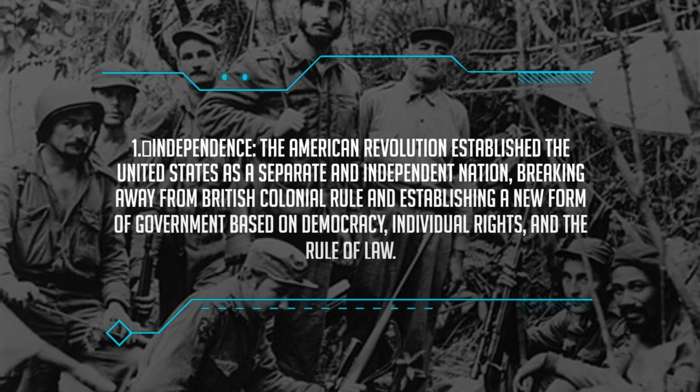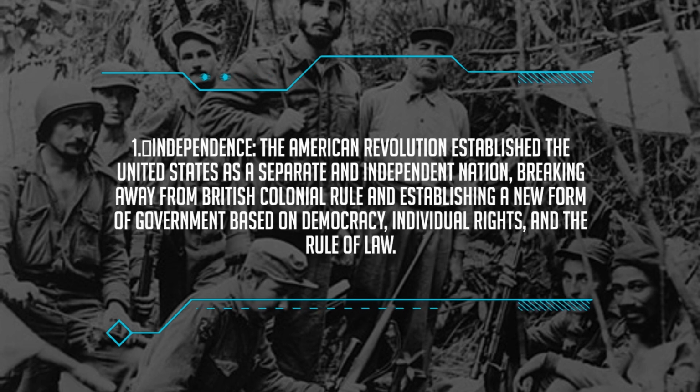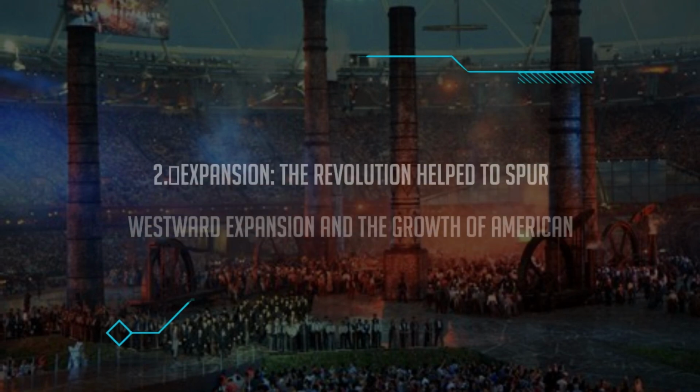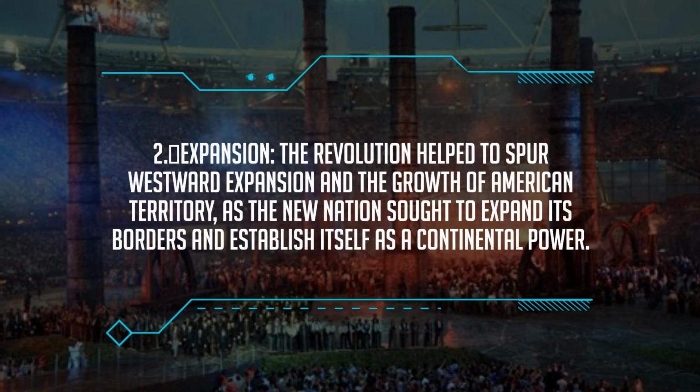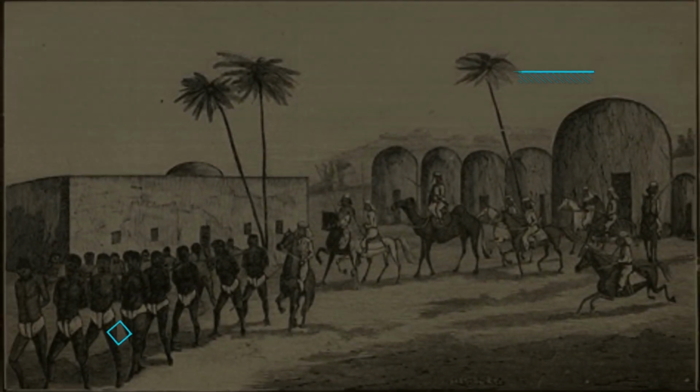1. Independence. The American Revolution established the United States as a separate and independent nation, breaking away from British colonial rule and establishing a new form of government based on democracy, individual rights, and the rule of law. 2. Expansion. The Revolution helped to spur westward expansion and the growth of American territory, as the new nation sought to expand its borders and establish itself as a continental power.